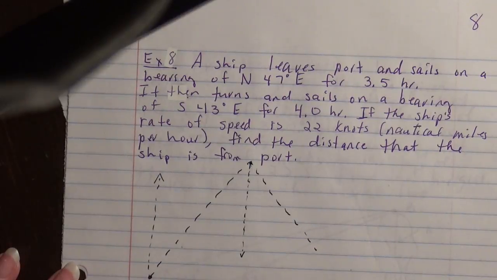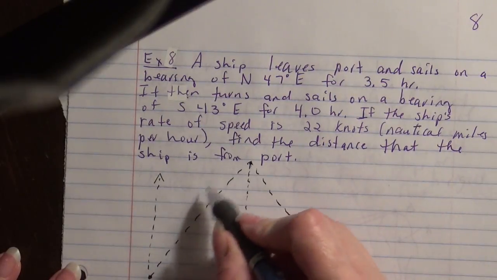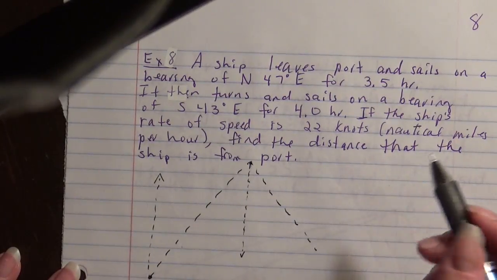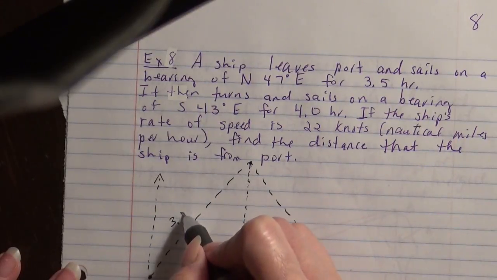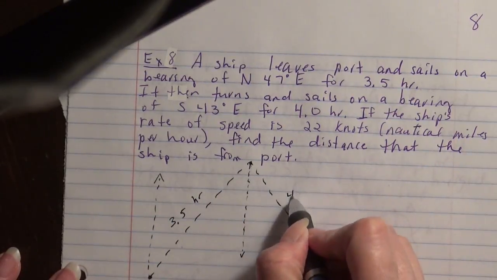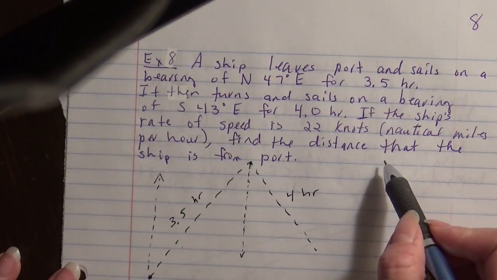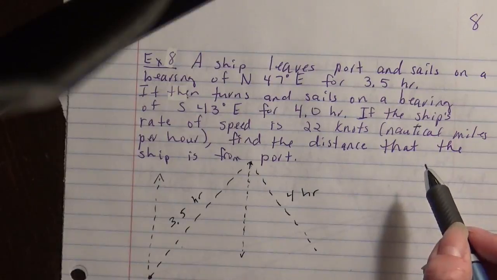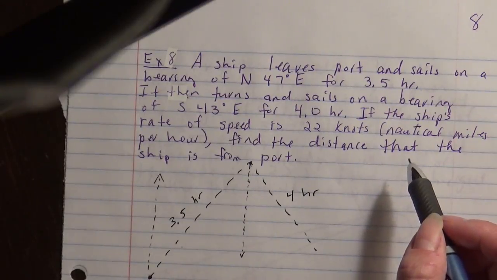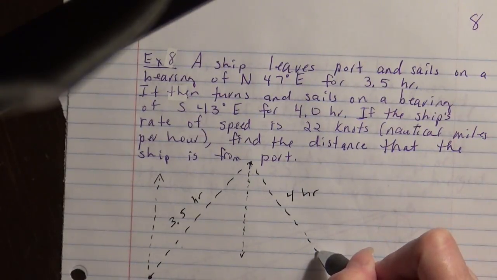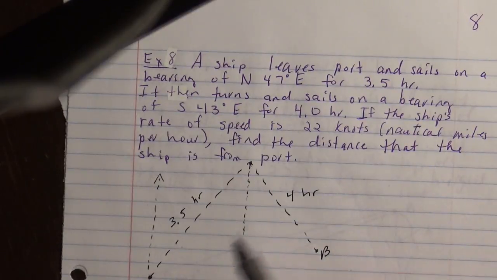And this time it travels for 4 hours. So it was 3.5 hours this way and 4 hours this way. So we'll put that in. 3.5 hours, 4 hours. If the ship's rate of speed is 22 knots, or nautical miles per hour, find the distance that the ship is from port. So the ship is now sitting out here. We'll call this point B. So we need to determine the distance from A to B. So we'll call that our X.